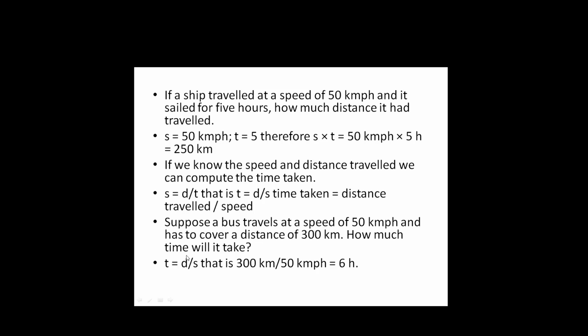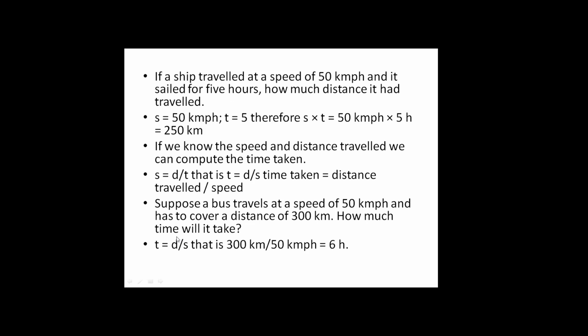If we know the speed and distance traveled, we can compute the time taken. S is equal to d divided by t, that is, t is equal to d divided by s. Time taken is equal to distance traveled divided by speed.